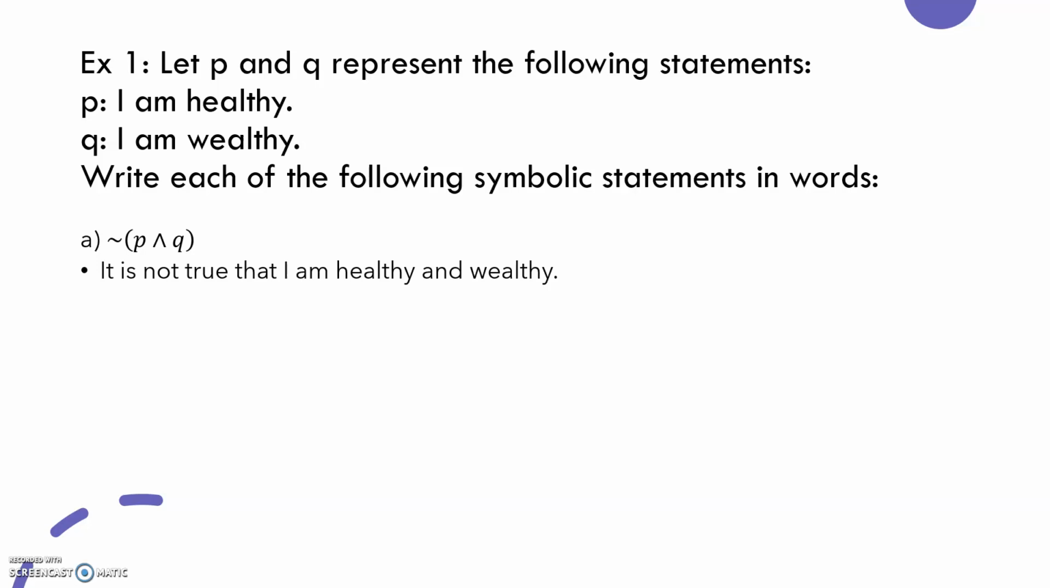Now, we could also say this another way. You can also say it is not true that I am both healthy and wealthy. That's letting you know that that negation applies to both the P statement and the Q statement.